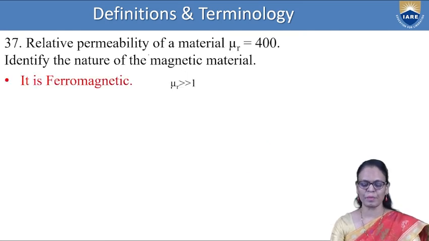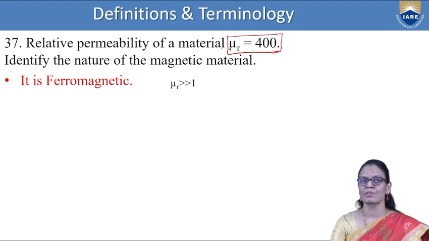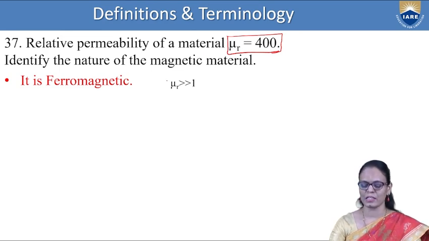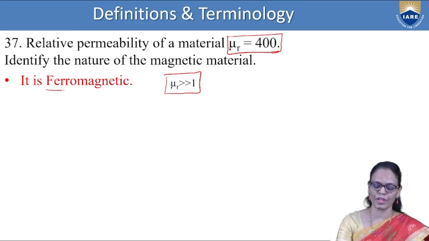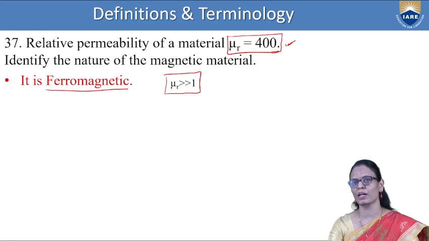Next, the relative permeability of a material, mu r, is 400. Identify the nature of the material. This value of mu r is much greater than 1, and when it is much greater than 1, it is a ferromagnetic material. So the material whose relative permeability is 400 should be a ferromagnetic material.